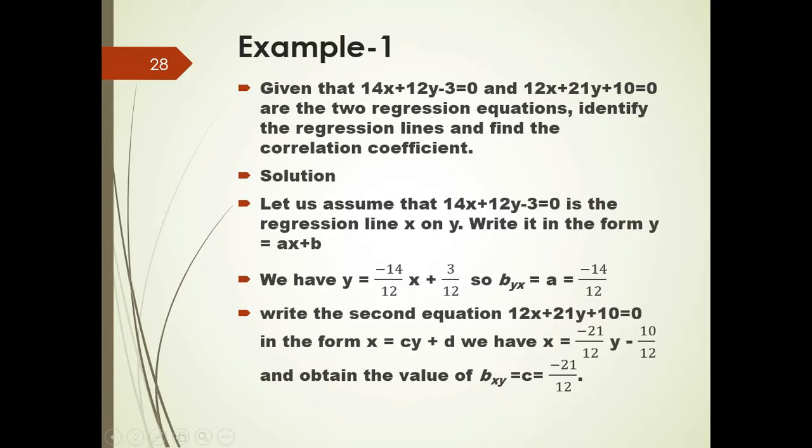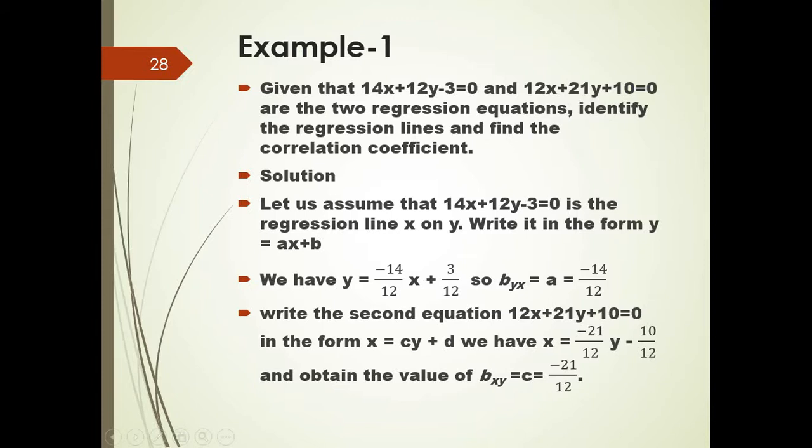So I got byx equal to a equal to minus 14 by 12. Similarly, once I take this as y on x, naturally this will be the x on y. So this has to be written in the form x equal to cy plus d.